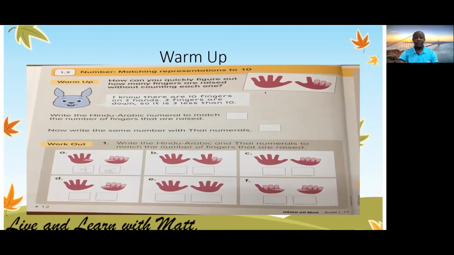So the fingers raised is 7. So we write 7 in Indo-Arabic here. And also in Thai, so I want all the students to write 7 in Thai. Write it here in your book. Now let's go on to the workout.